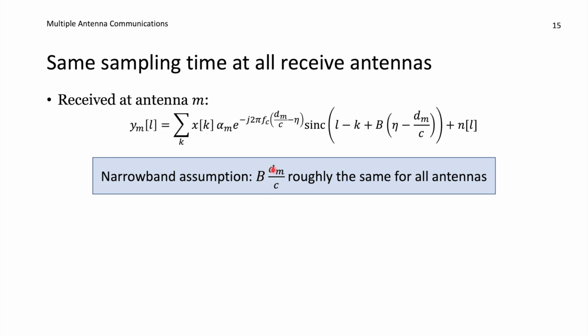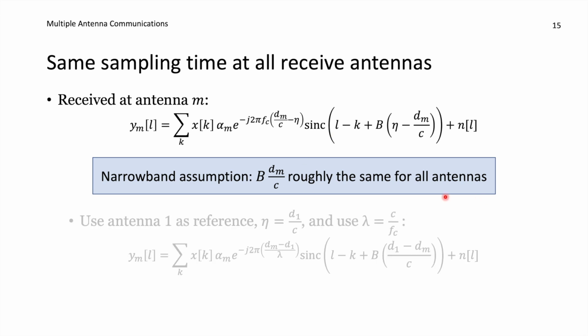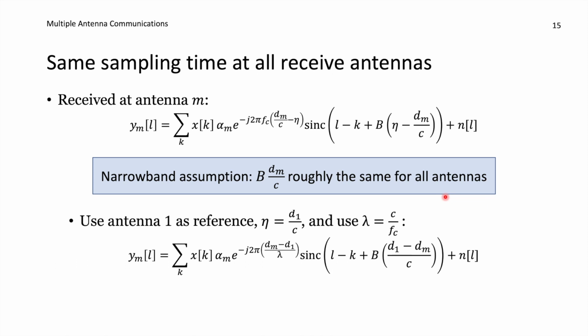Namely that B times dm divided by c is roughly the same for all the antennas. We will make the narrowband assumption in the rest of this lecture, and we will also assume that we are using antenna 1 as a reference antenna. So we select eta to match with its delay, d1 divided by c. And I will also replace now c divided by fc with lambda, because that is the definition of the wavelength. In that case, we can replace eta with d1 divided by c everywhere, and we can then replace fc divided by c with 1 over lambda, and we get lambda here.